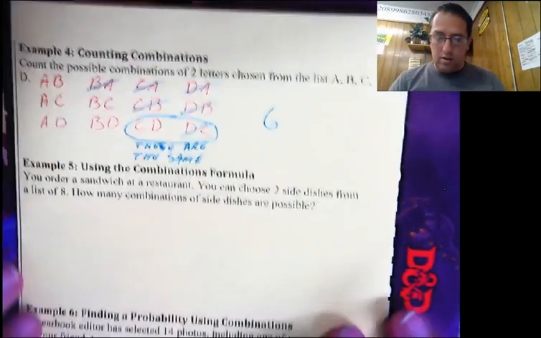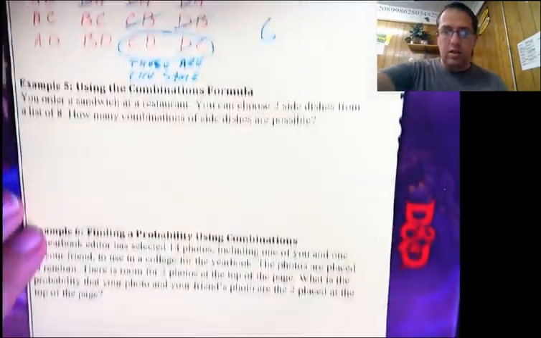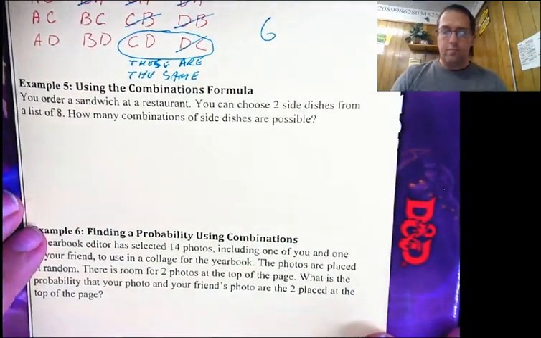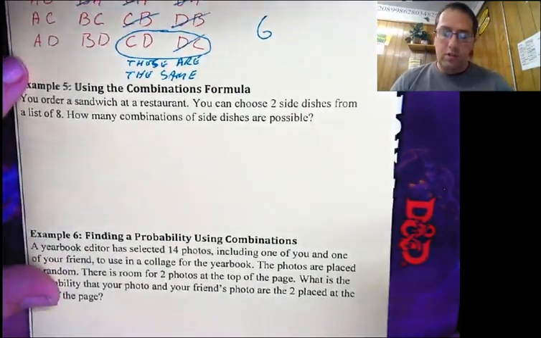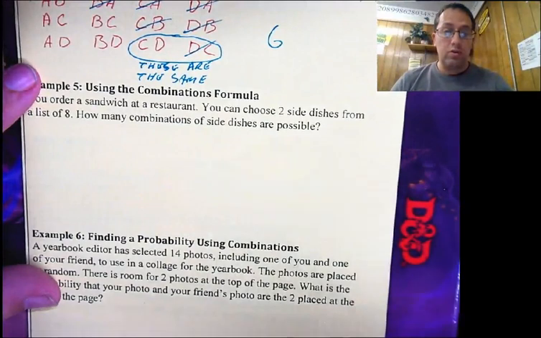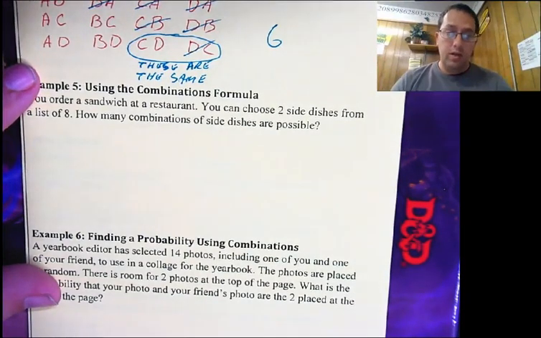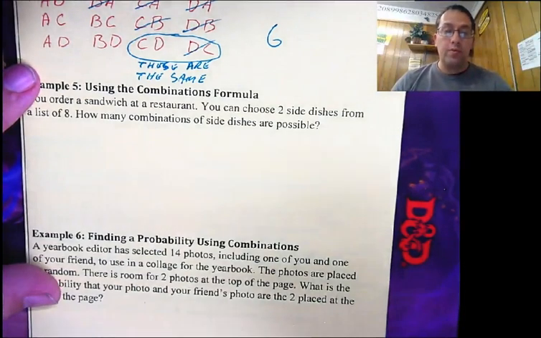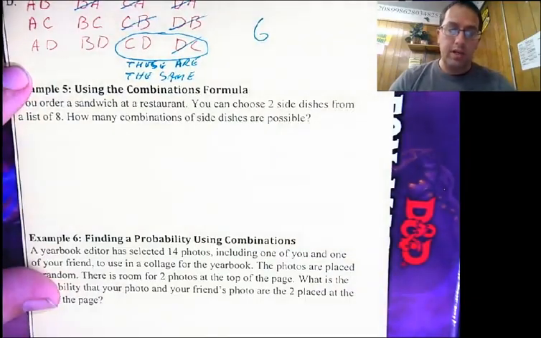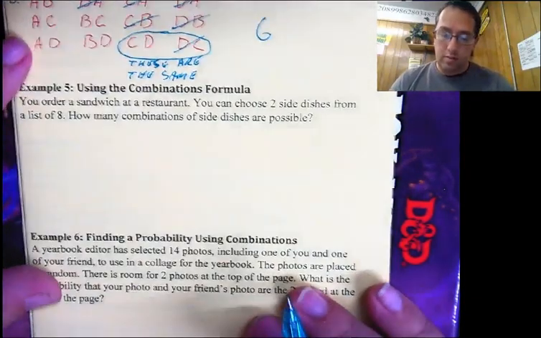So let's take a look at this using the combinations formula. You order a sandwich at a restaurant. You can order 2 sides to go with it. There's 8 sides, so how many different combinations of side dishes are possible? Do we care what order they put the sides on the tray? No, we don't care. As long as we've got the sides on the tray, who cares what order they were placed there? So this is combinations, not permutations.